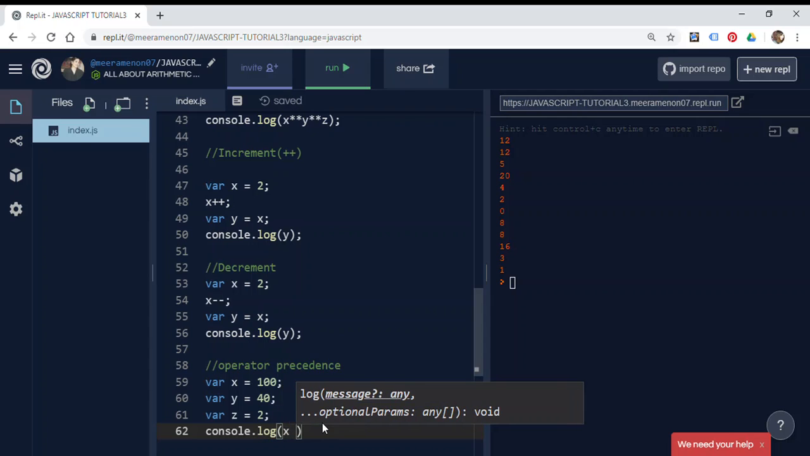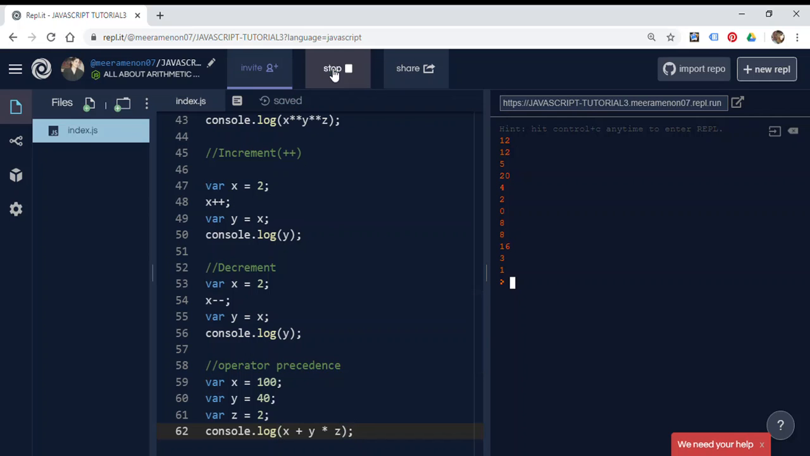x plus y multiply z. Let's see what's happening here when we run the console. What is the value here? 180. So what's happening here? How do you get the 180?